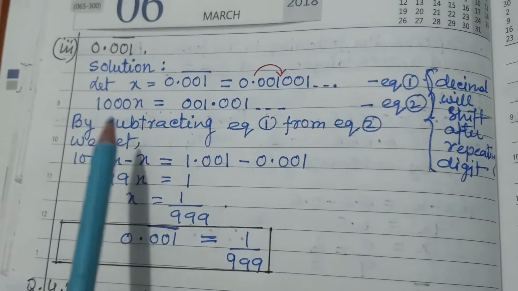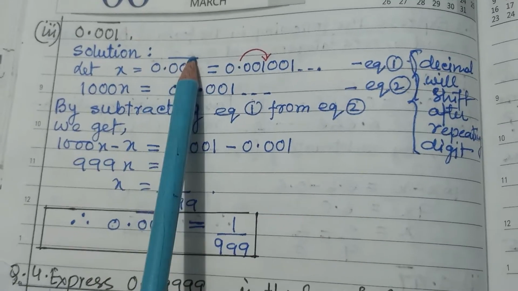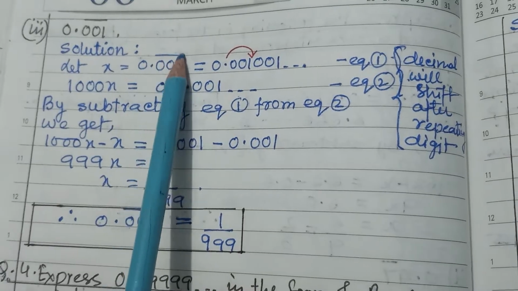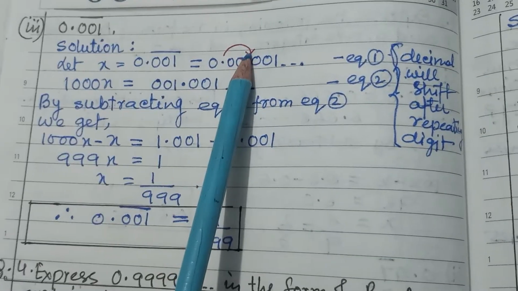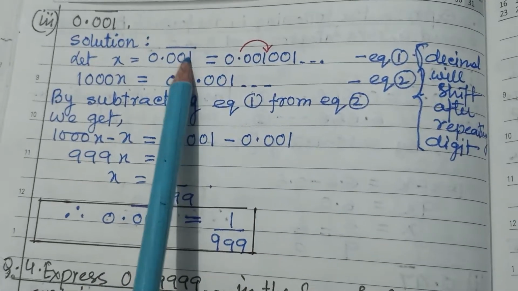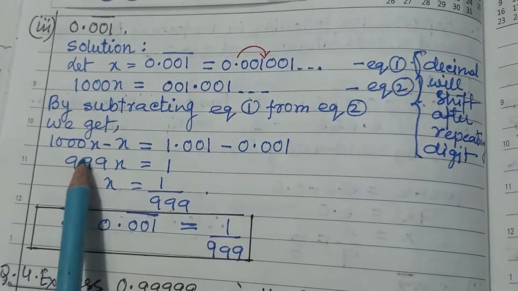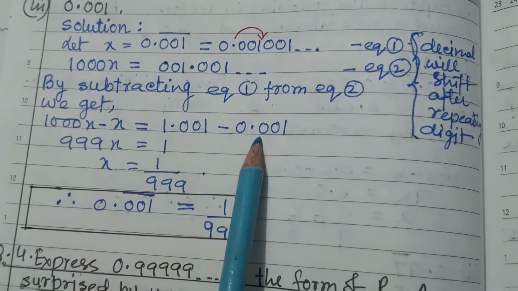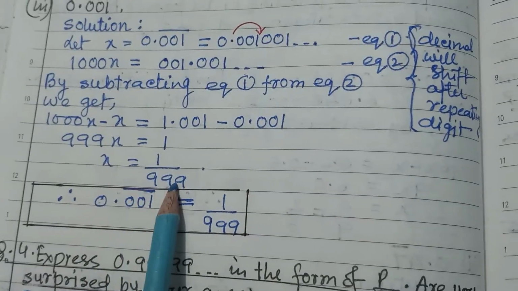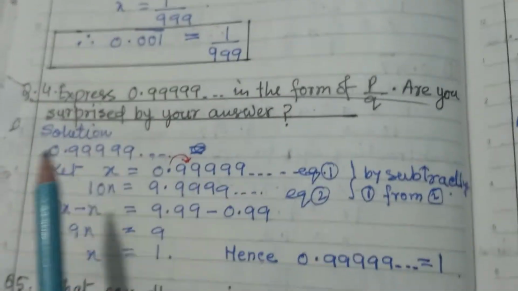Now 0.001 bar solution. Let x be equal to 0.001 bar. These 3 digits are repeating, that means the decimal is already before the repeating number, now it will go after the repeating number. This arrow shows that if it goes after the repeating 3 digits, multiply by 1000. 1000x is equal to 1.001. So 1000x minus x is equal to 1. Now x is equal to 1 upon 999. So it is a rational number, or a fraction.